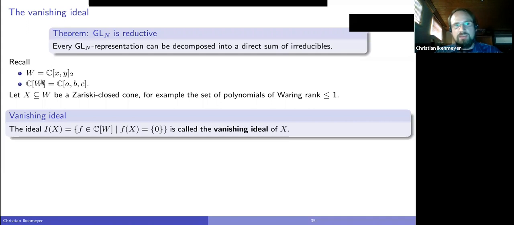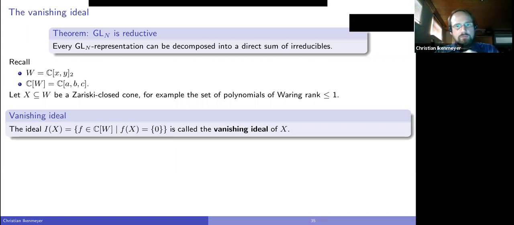So again, our example is the three-dimensional vector space, and we want to study this polynomial ring in these variables a, b, c. And again, take our X, for example, the rank 1 polynomials. What's the vanishing ideal? The vanishing ideal of some set is just the set of polynomials that vanish on the set. That's just it. You take them all and you call this the vanishing ideal. It's exactly the polynomials we want to find, right? It's the ones that vanish on the whole set.